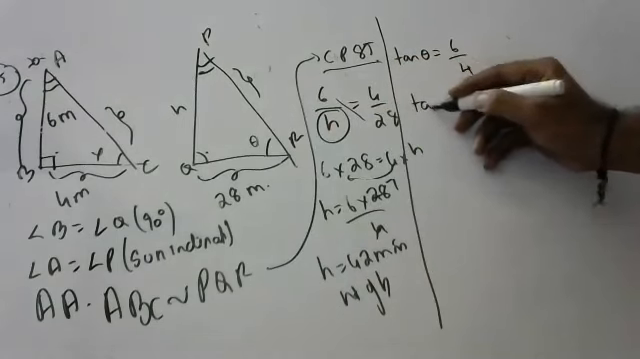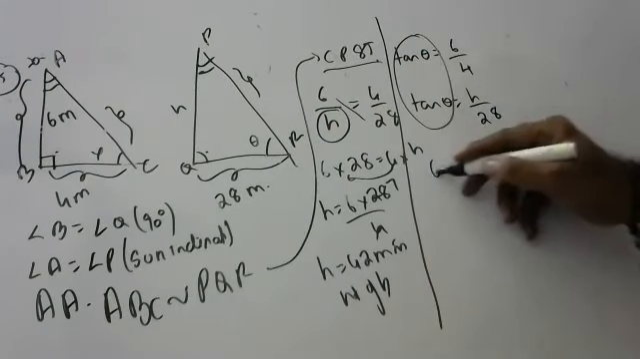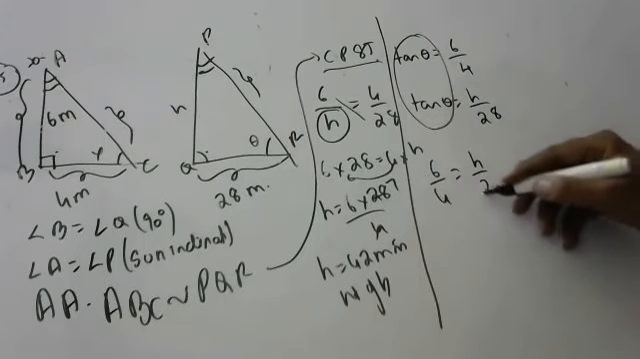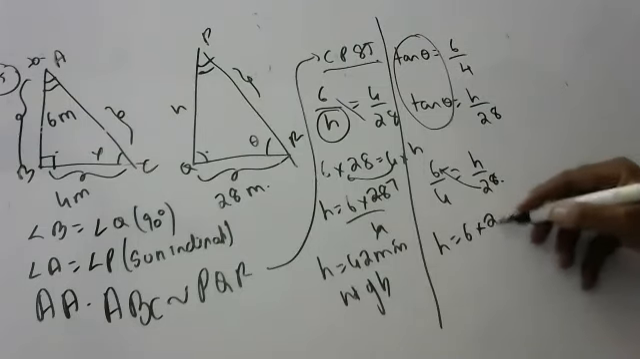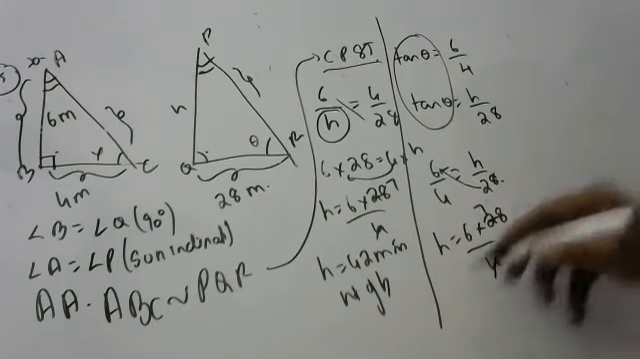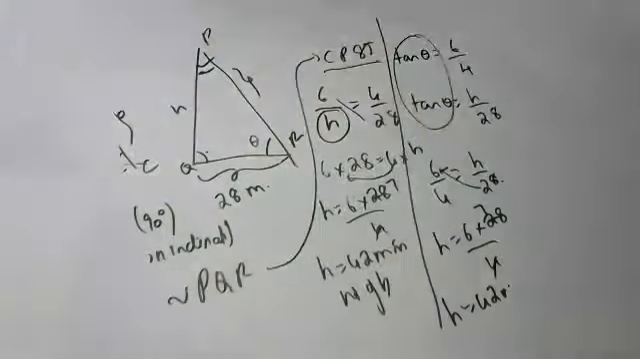What is tan theta here? H by 28. Equal tan theta, 6 by 4 is equal to H by 28. Now 28 you send up: 6 into 28 by 4, 7. 42 meters is the height of the building. This is trigonometry, that is geometry. Geometry is by AA similarity. Okay, children? Everything is interlinked in maths, children.